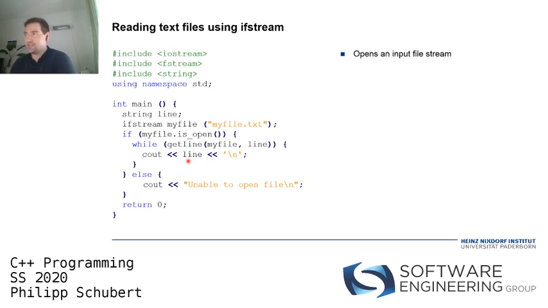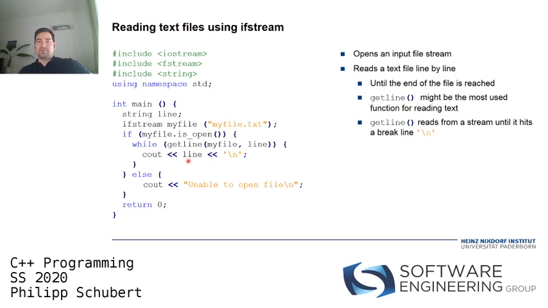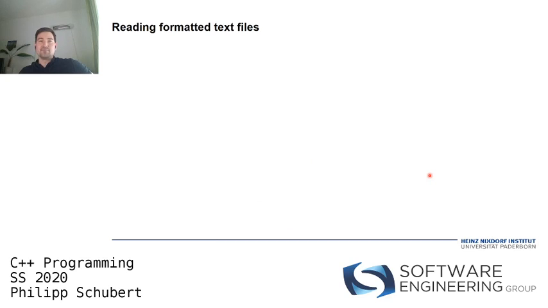So what does this piece of code do? It opens an input file stream. It reads a text file line by line until the end of the file is reached. And for that job, getline might be the most used function for reading text. It reads the stream until it hits a line break, \n. And afterwards, if the input file stream variable myFile goes out of scope, the input file stream is closed. Okay, that's pretty much it about reading text.